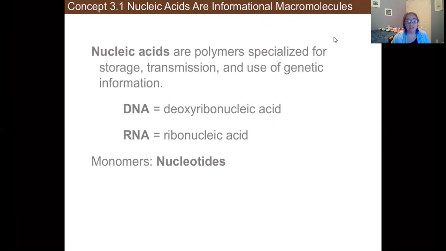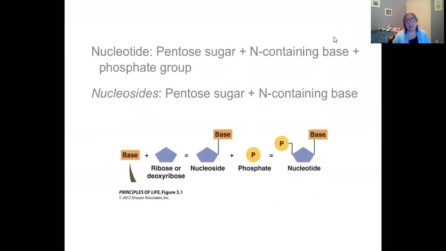And then just a reminder that the monomers for nucleic acids are nucleotides. So a nucleotide is made up of three things. Number one, a sugar, and it's going to be a pentose sugar, meaning 5 carbons. It's also going to have a nitrogen-containing base and a phosphate group. You would also have what are known as nucleosides, and you can see that they also contain the sugar and the nitrogen base. They're just missing that phosphate group.